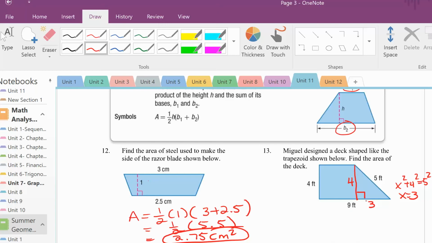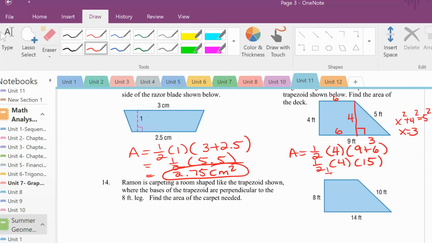And if this is 3 and the whole thing is 9, that means this is 6, which means the top is 6. So the area of the trapezoid is equal to 1/2 the height, which is 4, times the sum of the bases, which is 9 plus 6. So 1/2 times 4 times 15. So it's half of 60, which is 30 square feet.